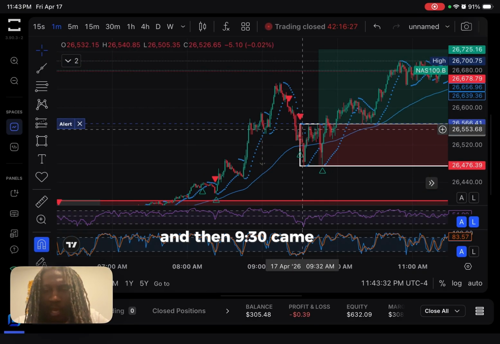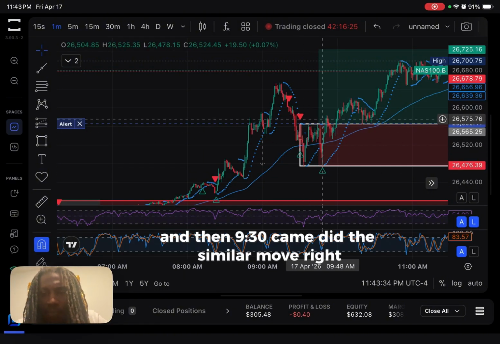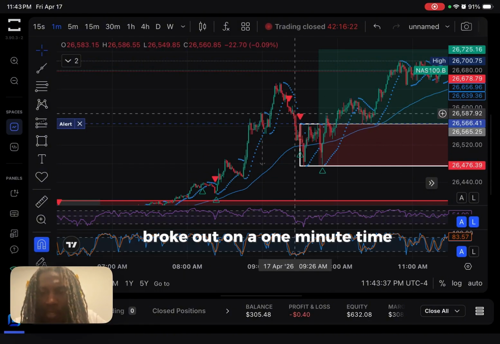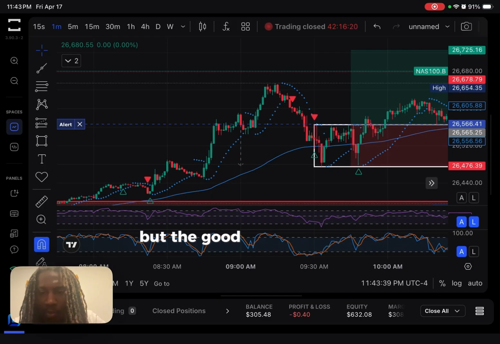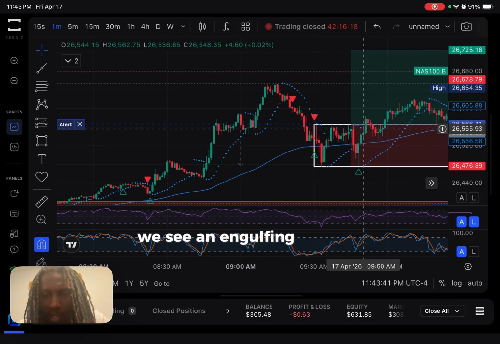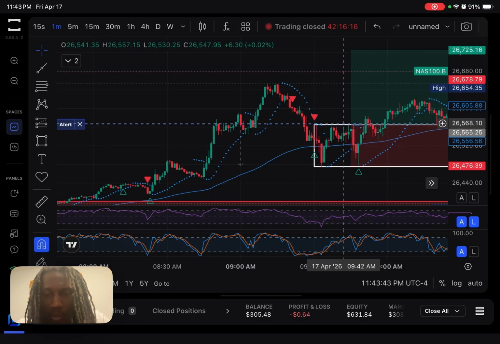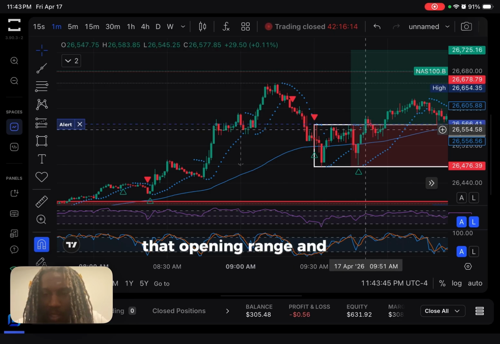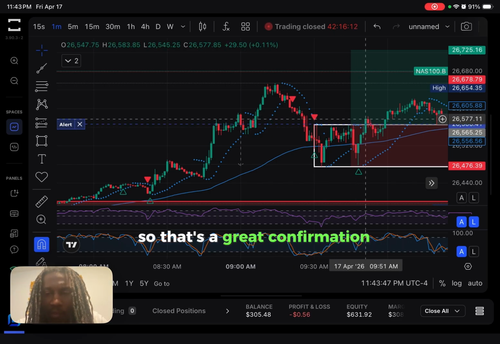And then 9:30 came, did the similar move, right? Broke out on a 1 minute time frame. It broke and closed. But the good thing on Nas is that we see an engulfing. You see how it engulfed? That opening range, it engulfed it. So that's a great confirmation for me.